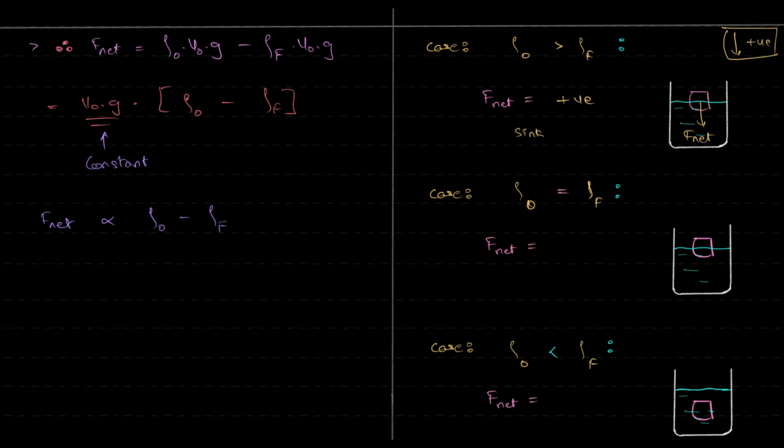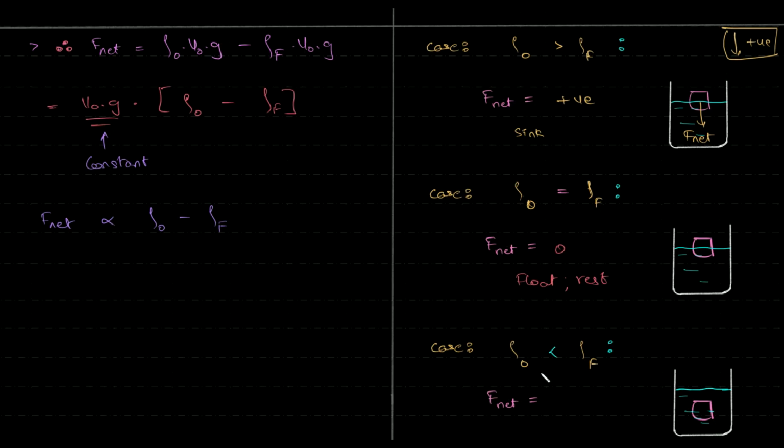Agree? Next, if they are equal, what happens? F net will be equal to 0. So wherever you keep the object, it will stay there. It can float or sink or whatever, it will just stay over there. It will be at rest basically, wherever you keep it.